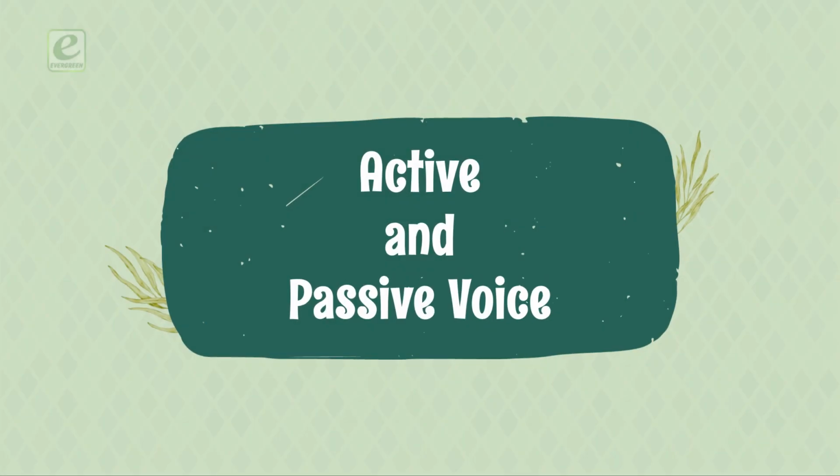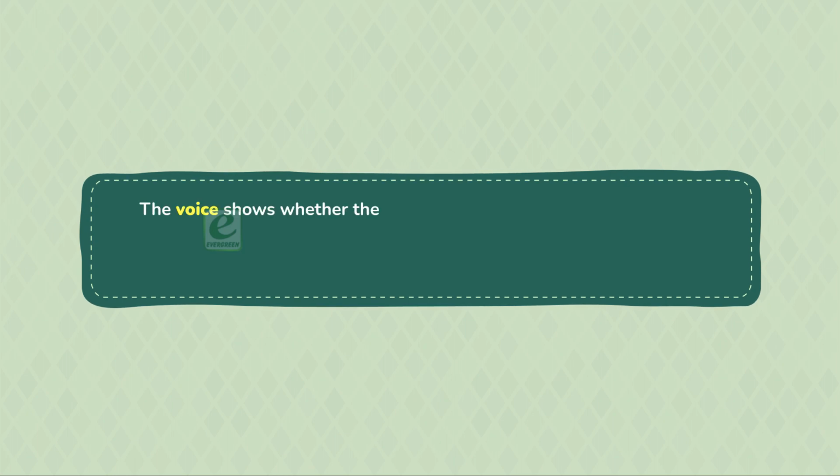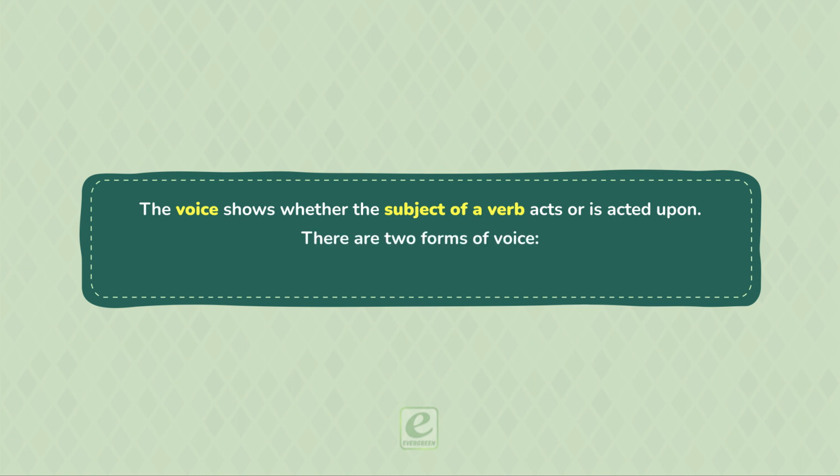Active and passive voice. The voice shows whether the subject of a verb acts or is acted upon. There are two forms of voice: the active voice and the passive voice.